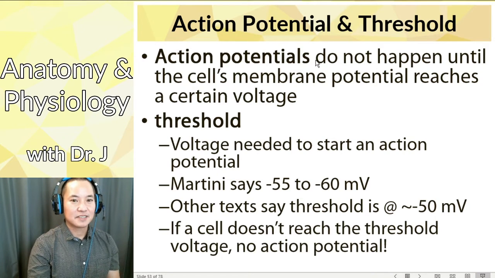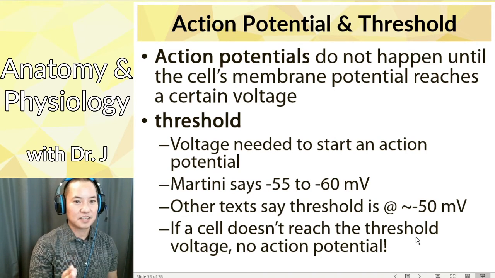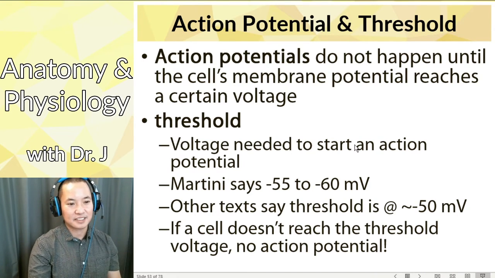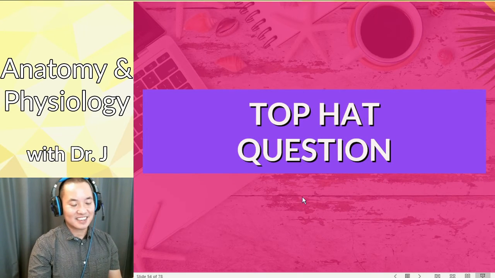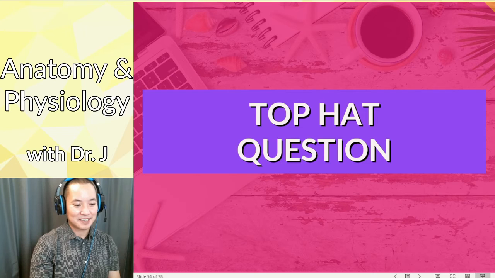Even though the value of a neuronal threshold varies between books, the common definition holds true. If you don't reach the threshold, you don't get an action potential. Your cell needs to reach that threshold to actually do that action potential. Okay, so I know lots of talking, lots of abstract stuff. Now let's get back to Top Hat.